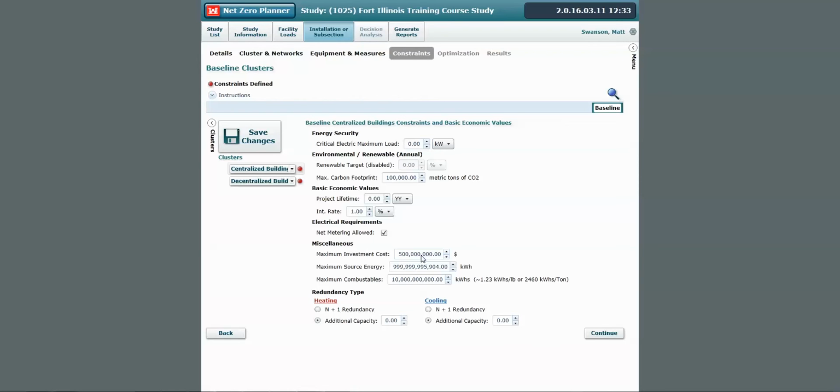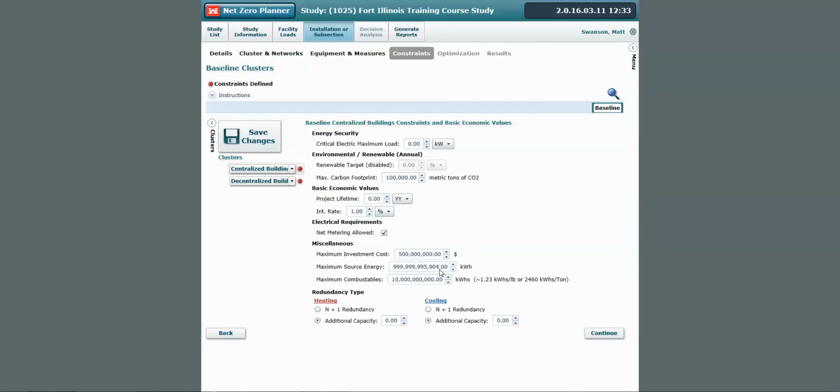If you put the constraint in here that the solution has to be below a set amount of money, say $5 million, then that will mean that only solutions that meet that and are the lowest total life cycle cost will be selected. All right, the maximum source energy here, again set arbitrarily high at first.